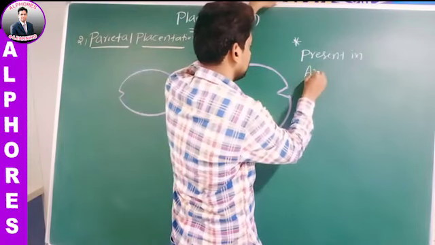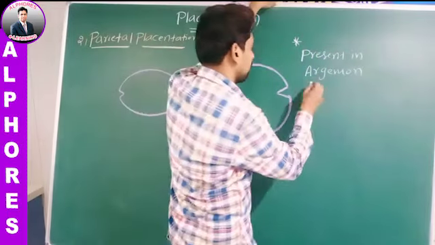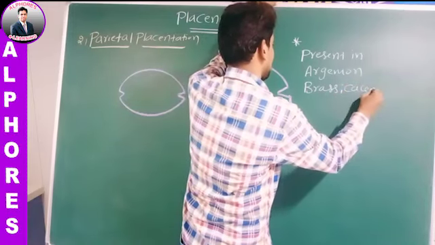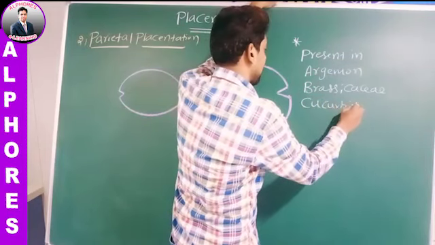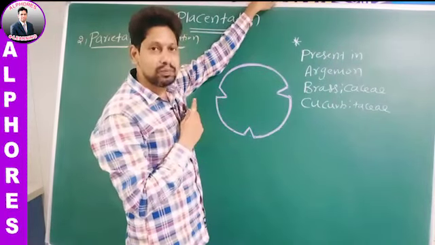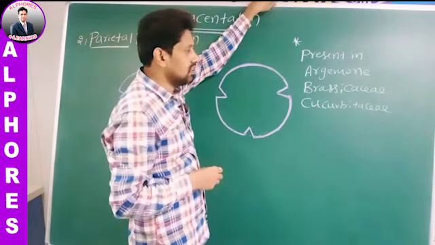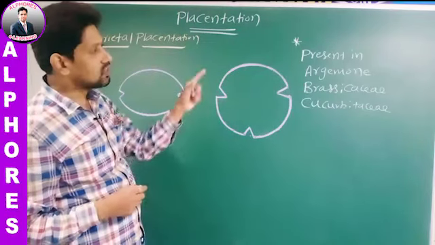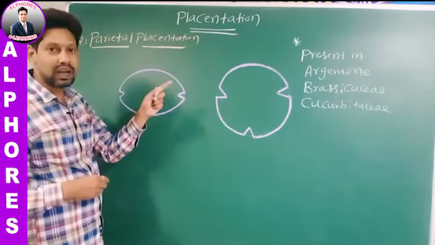Argemone, Brassica, which belongs to the Brassicaceae family, and the next one is the Cucurbitaceae family. Therefore, parietal placentation is seen in argemone, Brassicaceae, and Cucurbitaceae. First let us go for argemone and the Brassicaceae family.